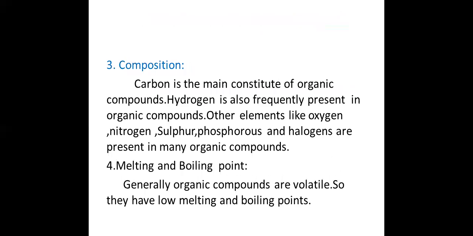The third property is composition. As I told you, organic compounds mainly are made up of carbon and hydrogen, but along with carbon and hydrogen, other elements like oxygen, nitrogen, sulfur, phosphorus, and halogens are also present in many of the organic compounds. Next property is melting and boiling point.